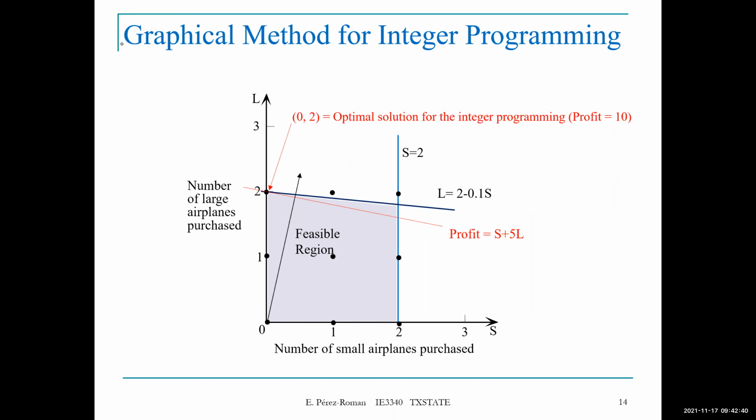So the optimal solution for the integer programming model will be that point, which is telling us that we should buy only large airplanes. 0 small airplanes and 2 large airplanes, which makes sense, right? Because those were 50 million each, and we have 100 million in capital available. So 2 times 50 will be the 100. We'll be consuming the whole budget.